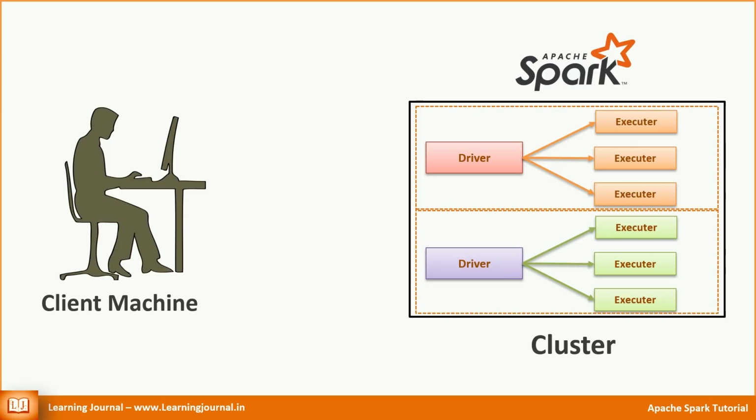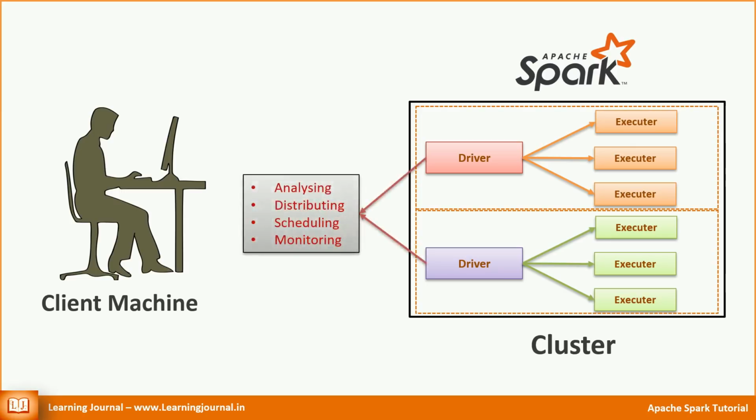Since the driver is the master, it is responsible for analyzing, distributing, scheduling, and monitoring work across the executors. The driver is also responsible for maintaining all the necessary information during the lifetime of the application. Now, the executors. They are only responsible for executing the code assigned to them by the driver and reporting the status back to the driver. Great! Now we know that every Spark application has a set of executors and one dedicated driver.